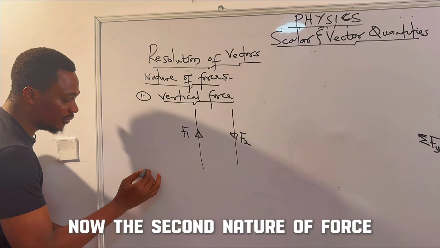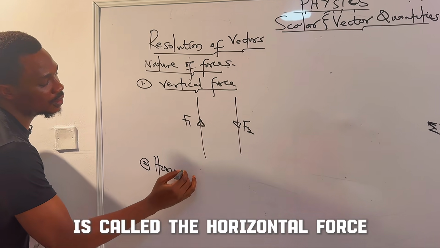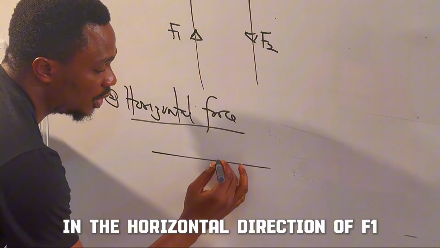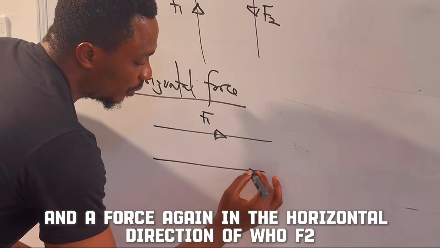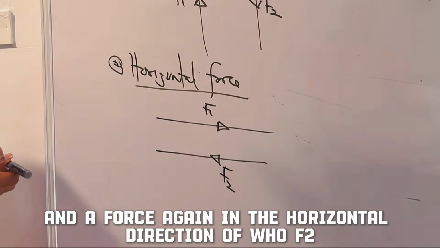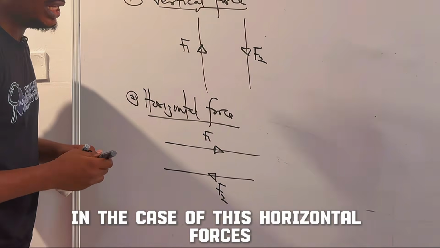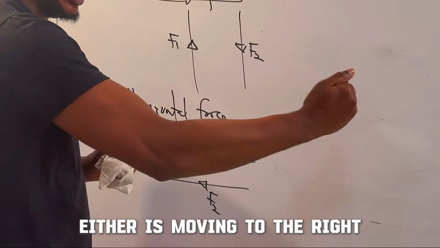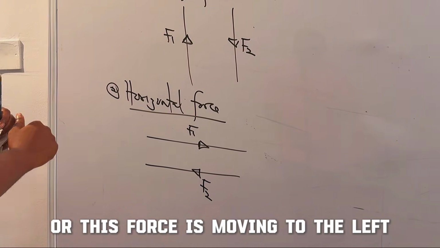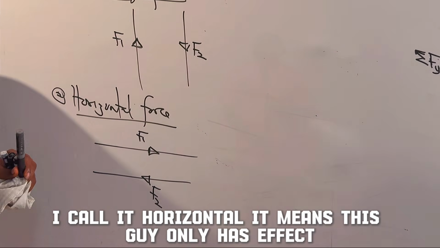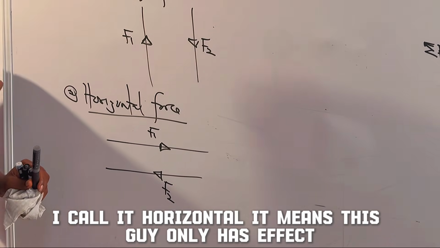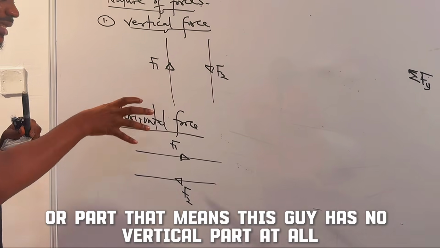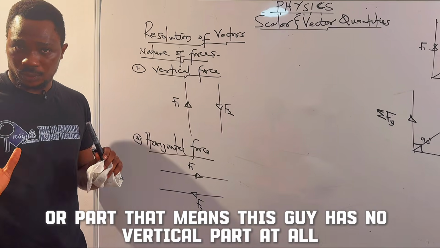Now, the second nature of force is called the horizontal force. In the case of the horizontal force, what we have is a force in the horizontal direction, F1, and a force again in the horizontal direction, F2. These are horizontal forces. Either it's moving to the right or moving to the left. Now, I call it horizontal because it only has effect in the horizontal component or part. That means it has no vertical part at all.